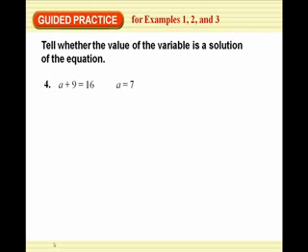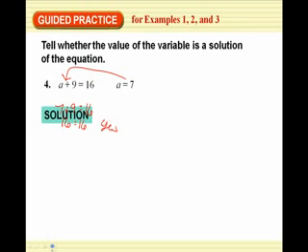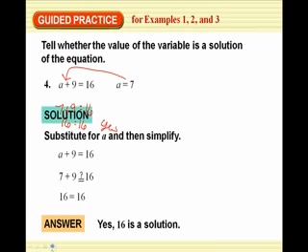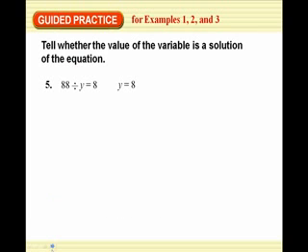Tell whether the value of a variable is the solution of the equation. So we have a plus 9 equals 16 and a equals 7. So we substitute the 7 in right here. 7 plus 9 equals 16. Let's see what happens. Is 16 equals 16? So we say, yes, it is a solution. And usually what I write is what I want you to write. Okay, so make sure that you're keeping up with that in your notes. There's substituting it in. 16 equals 16, so it is a solution.